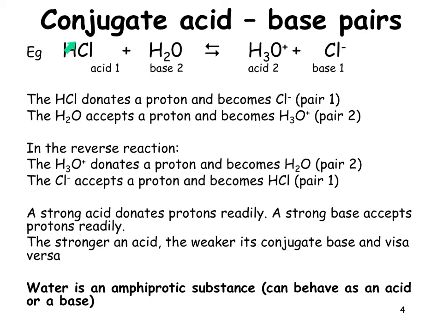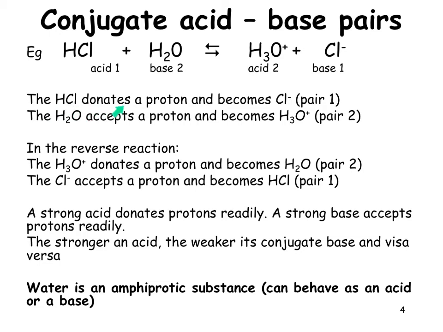So in a reversible reaction, you've always got an acid and a base on the left-hand side of the arrow and an acid and a base on the right-hand side of the arrow. Let's look at the base. The base accepts the proton and becomes H3O+. The acid donates the proton and becomes chloride minus. So this acid turns into this base. Going backwards, this base accepts this proton and becomes this acid. This acid donates a proton and becomes this base. So this is an acid-base pair, and this is an acid-base pair.